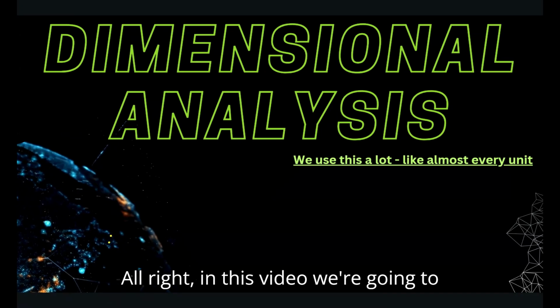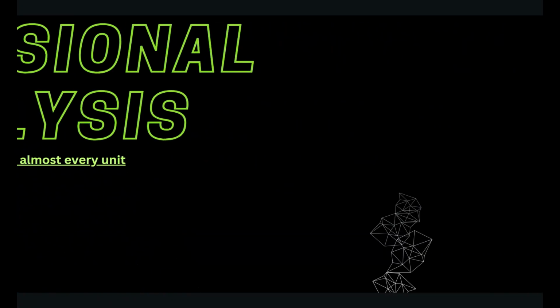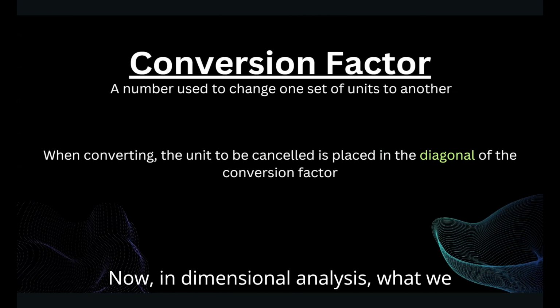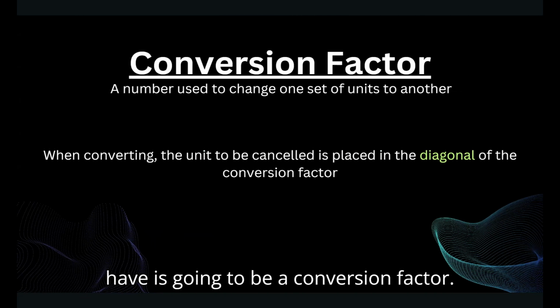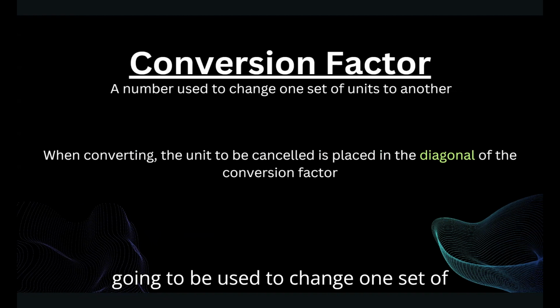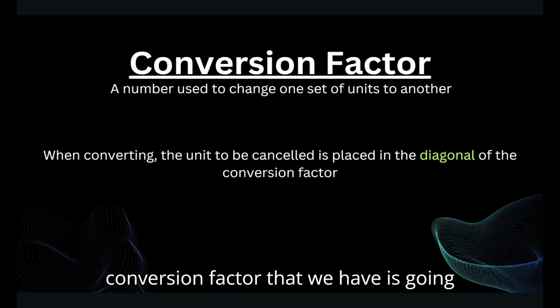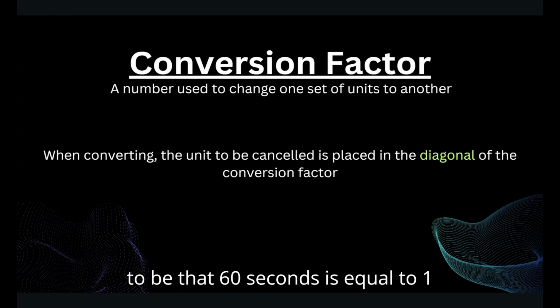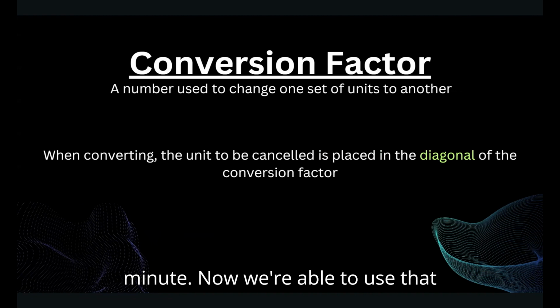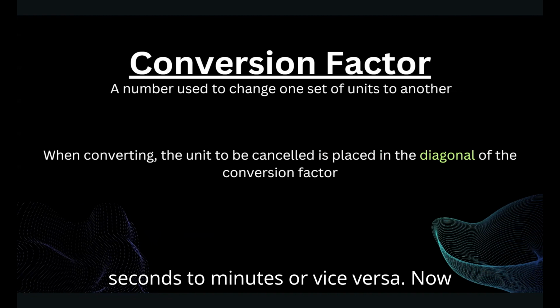All right, in this video, we're going to be talking about dimensional analysis. Now, in dimensional analysis, what we have is going to be a conversion factor. This is going to be a number that is going to be used to change one set of units to another. A very common conversion factor that we have is that 60 seconds is equal to 1 minute. Now, we're able to use that conversion factor to convert our seconds to minutes or vice versa.